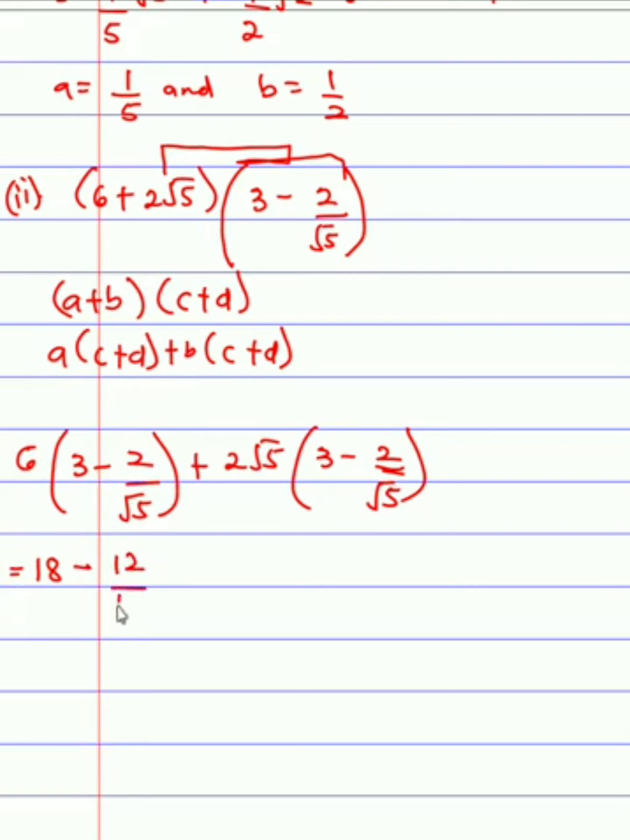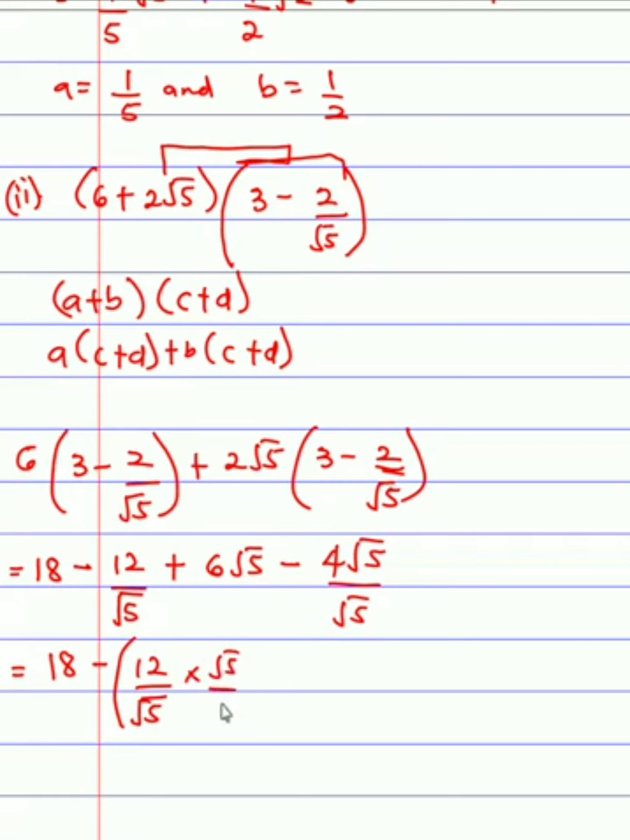Now over here we have to rationalize the denominator. What that means is that we're going to multiply the numerator and the denominator by root 5. So this is how we go about. We have 18 minus, let's put that one in bracket, 12 over root 5 times root 5 over root 5, then plus 6 root 5 minus, now watch this, we have 4 root 5 over root 5. Now this one can cancel out this, so we are left with minus 4.